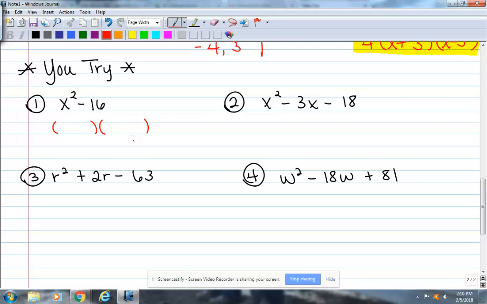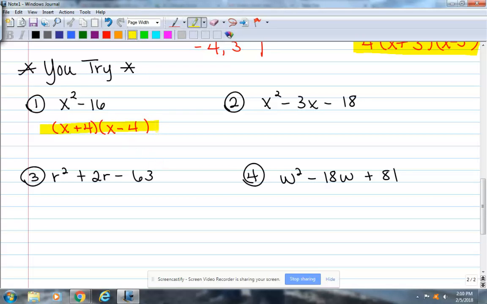What multiplies times itself to get x squared? Put them in the front. What multiplies times itself to get 16? 4. Put it in the back. Put a plus and a minus. They can't factor anymore because I don't have any more differences of squares. If this one had a square on it right here with the minus 1, it would be a difference of squares, but it does not, so it is not. So this is my answer for number 1.